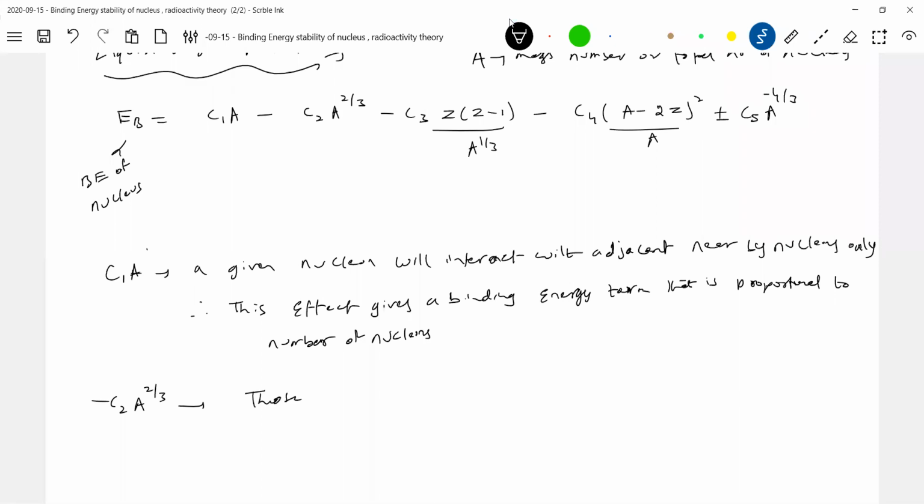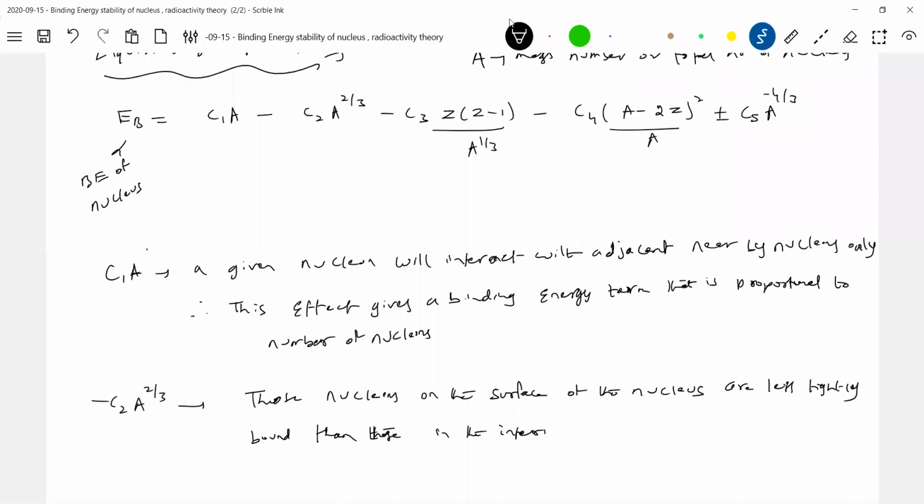Those nucleons on the surface of the nucleus are less tightly bound than those in the interior. Any reason? Because they have no neighbor outside the surface. I think I'll write only this much.